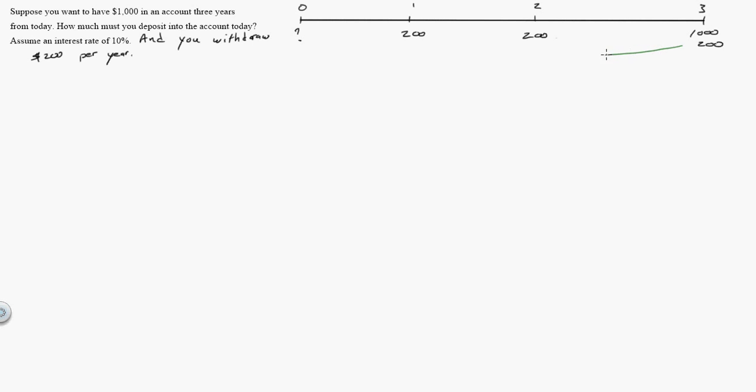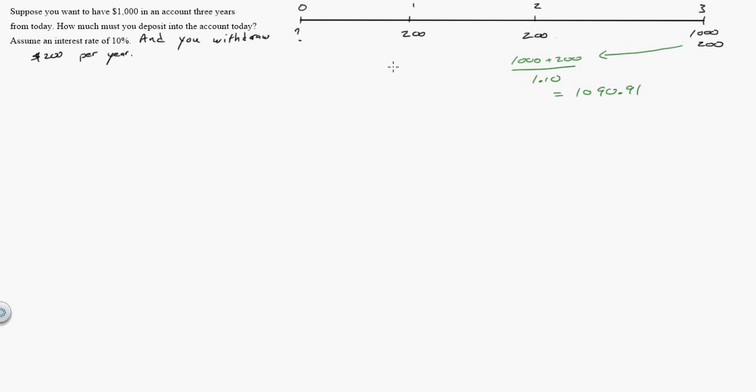So the amount of money I need in the account in year 2 in order to take out this amount in year 3 is the 1,000 plus the 200 divided by 1.10 to the first, which is equal to $1,090.91. Right? So if I have this amount of money in the account at year 2, I can take out those two amounts in year 3.